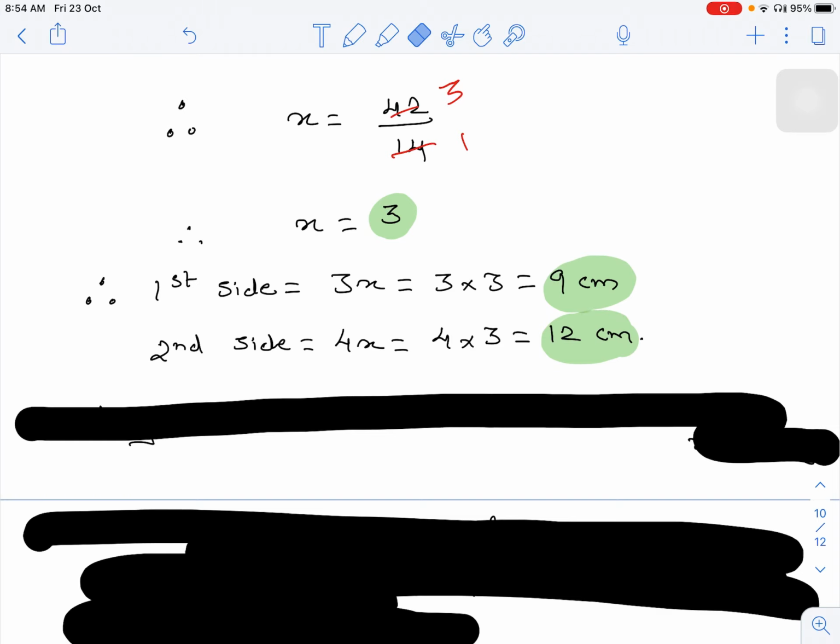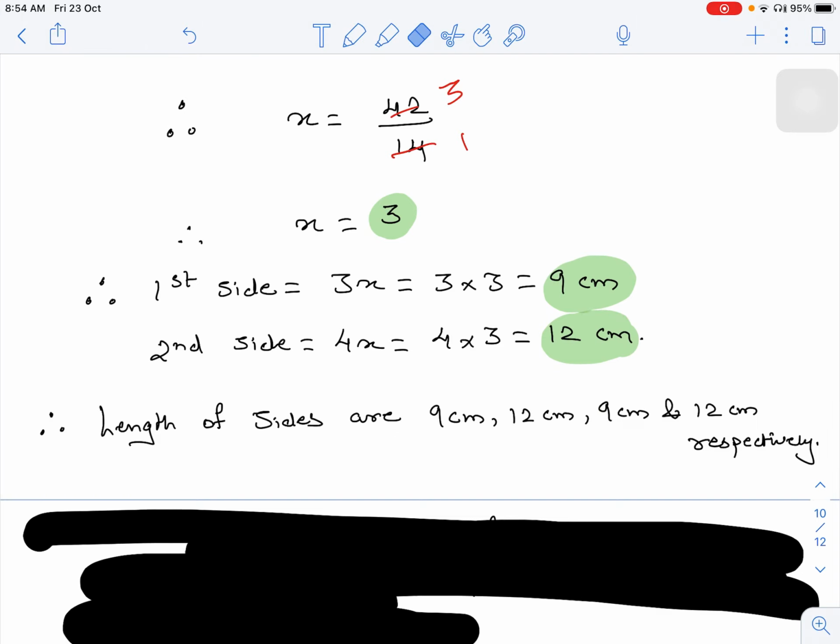So finally the length of sides are first 9 centimeter, then 12 centimeter, then again 9 centimeter and 12. Why did we get this repeated? Because opposite sides are equal. If you add each one of them, our answer will be again 42, that is the perimeter. So this much is our answer.